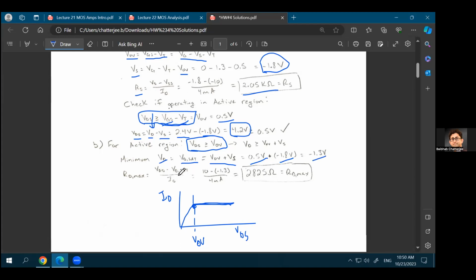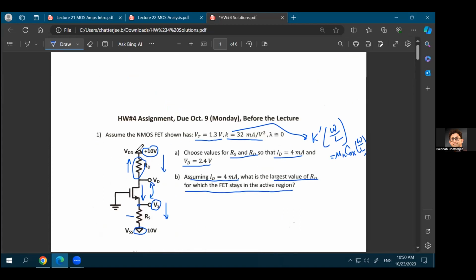And if you know the minimum VD, you can find the maximum RD, because you know the voltage value at this point, you are finding the voltage value at this point, and you know the current through the resistance, so you can definitely find the value of the resistance.